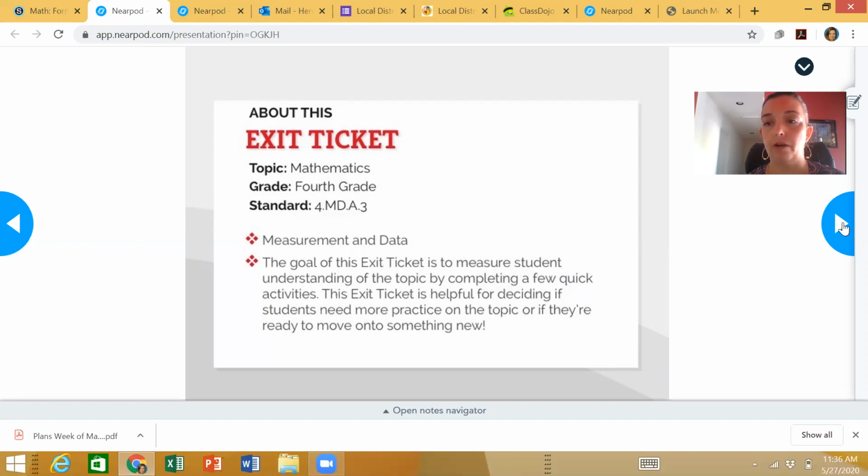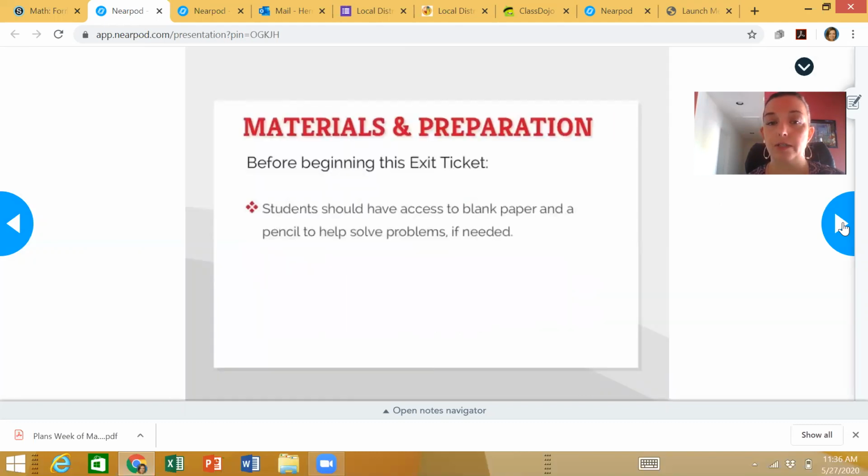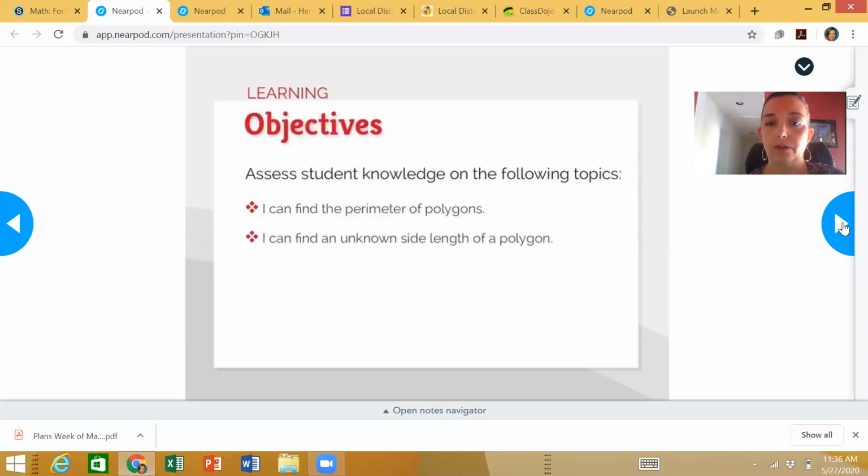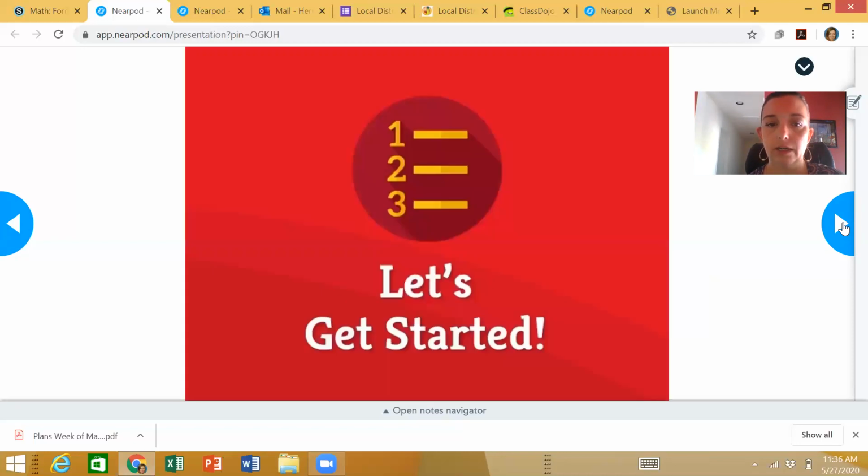Then you're going to click the right arrow to go to the next slide. Materials and preparation. Before beginning this exit ticket, students should have access to blank paper and a pencil to help solve problems if needed. So make sure that you have a paper and pencil handy for problem solving. Objectives. These are the things that you're going to make sure that you know because this is what we are assessing. We're assessing if you can find the perimeter of polygons and also if you can find an unknown side length of a polygon. All right, so let's get started.